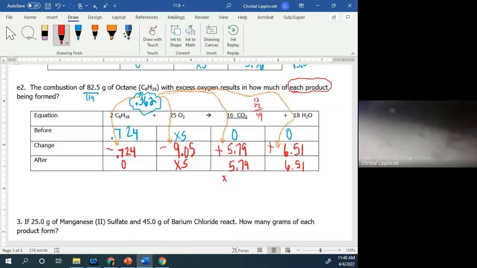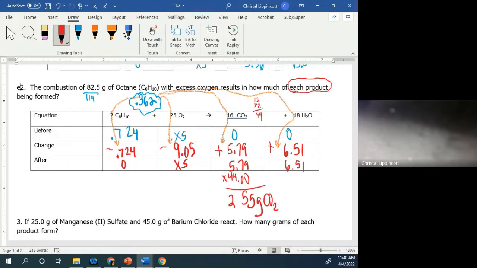So I'm going to multiply my moles by 44. So that ends up being 255 grams of CO2 here.